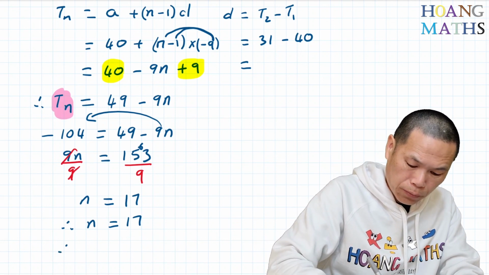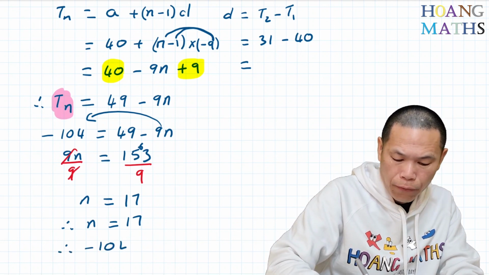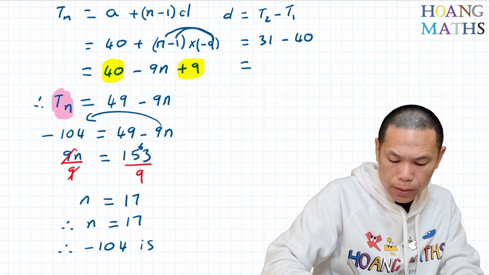So therefore, negative 104 is a term of the sequence.